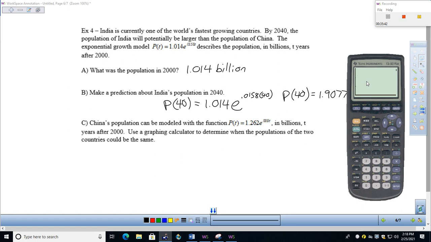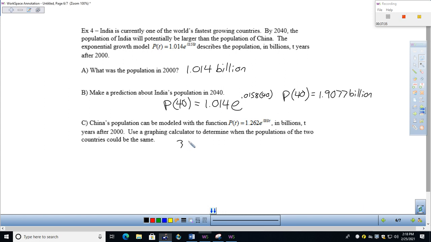Now, I think we've seen stuff like this before, where if I need to find where they intersect, I go second trace, and number 5 there is intersect, and just hit enter, enter, enter, and looking pretty good. So it looks like about 32.18 years should put us at about 2032 according to the model. Again, those growth rates potentially have changed over these last many years, but based on this data, that's the possibility.